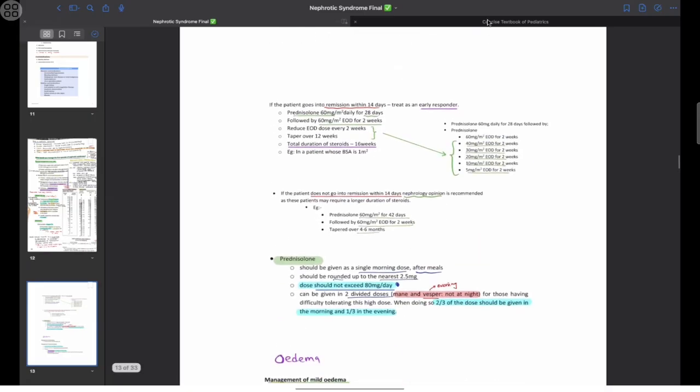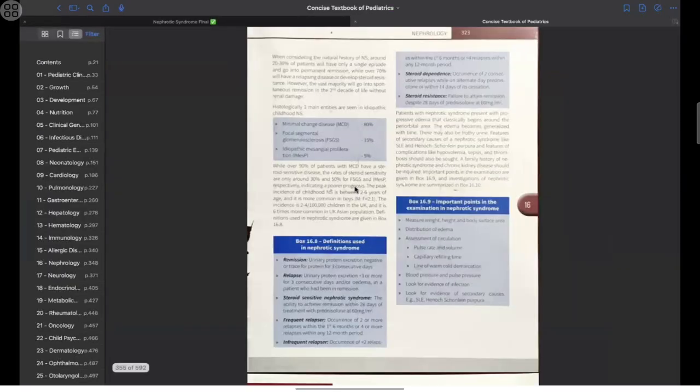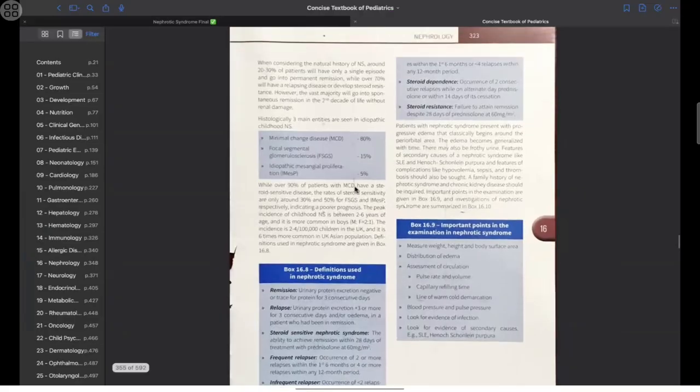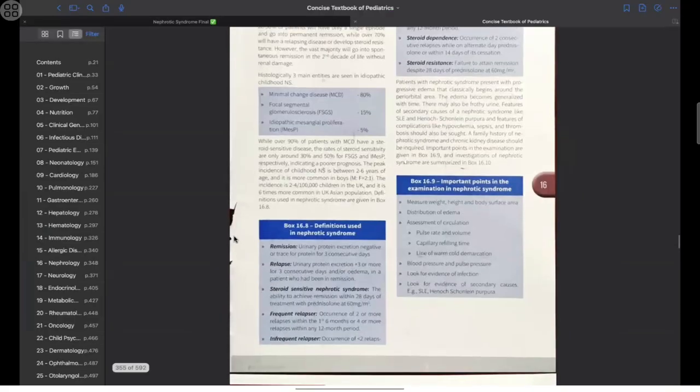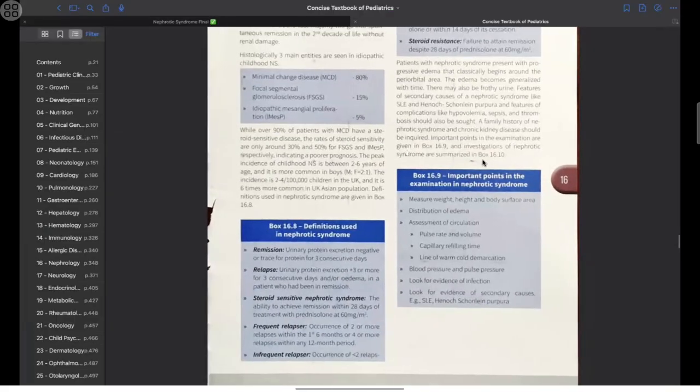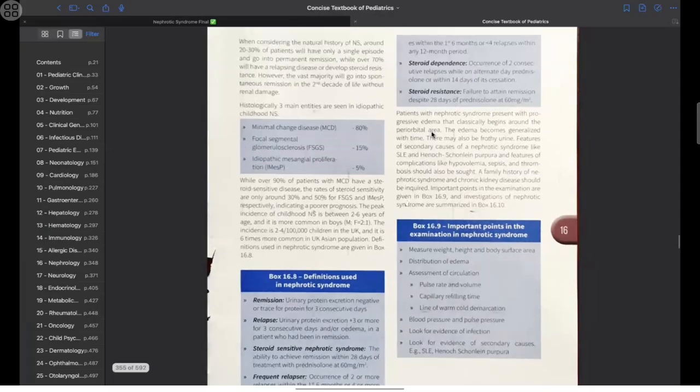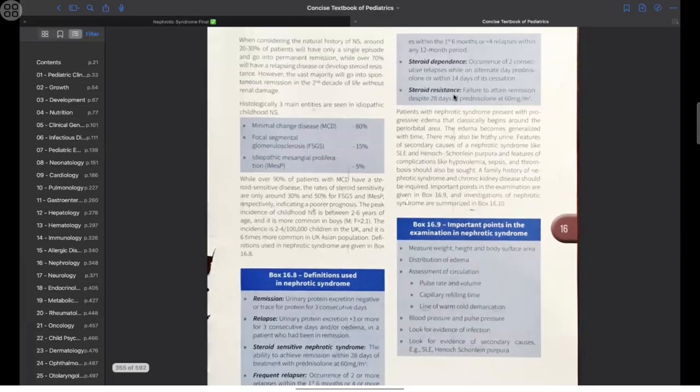Okay, at this point itself, I will just tell this also. Again, when it comes to nephrotic syndrome, the definitions. So this is concise. Like I said, remember to study these boxes. It will tell you the definitions of remission, relapse, what is steroid sensitive nephrotic syndrome, what is a frequent relapse, what is an infrequent relapse, what is steroid dependence, and what is steroid resistance.